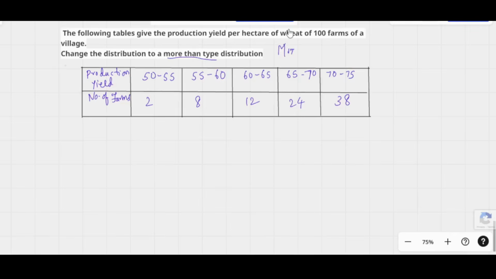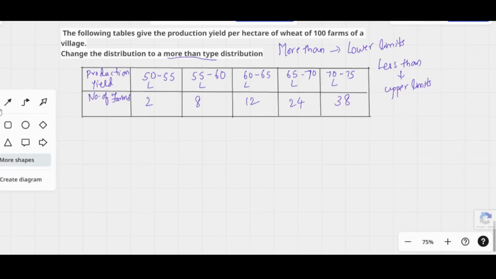For the more than type question, the numbers included will be the lower limits, and for the less than type questions, the numbers included will be the upper limits. Please note this down. So what are the lower limits here? These are the lower limits, right? So you have to write more than or equal to 50. The second column goes with more than or equal to 55, like that.